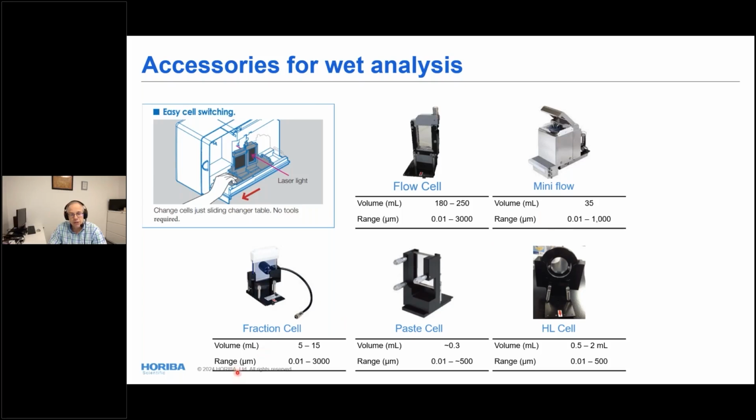The fraction cell has a volume of 5 to 15 ml, so this is where you get to very small volumes. The size range here goes to 3 millimeters. I'm going to have a caveat about that as we get into the discussion later. For our paste cell, you need basically a few drops of liquid, same with the HL cell, both less than a milliliter, and you have more narrow size ranges.